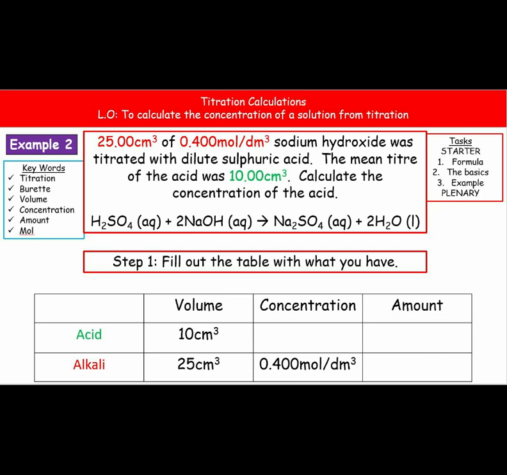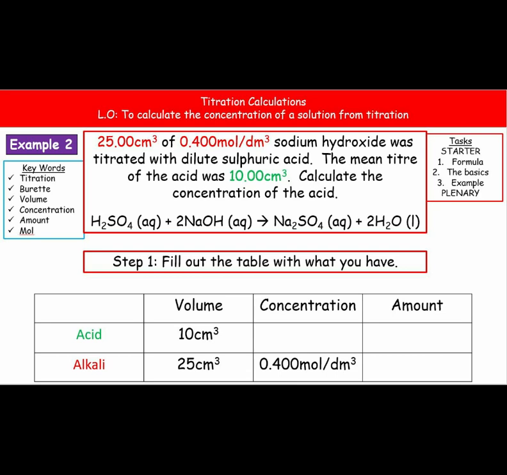So at the bottom you can see this table. Now quite simply it's just got the 3 key columns from our formula. So volume, concentration and amount. On the left hand side you can see we've got the acid and the alkali, and then we're just going to fill out the information we've already got in the question here.